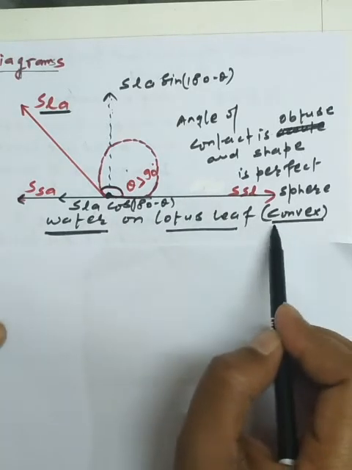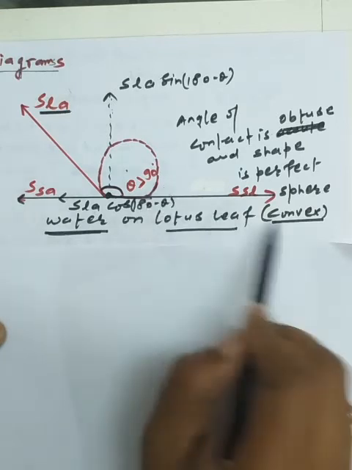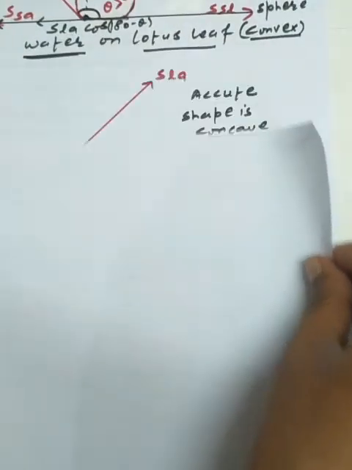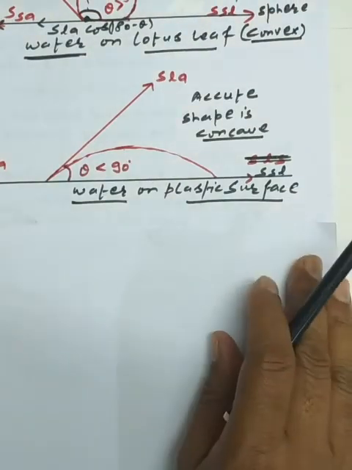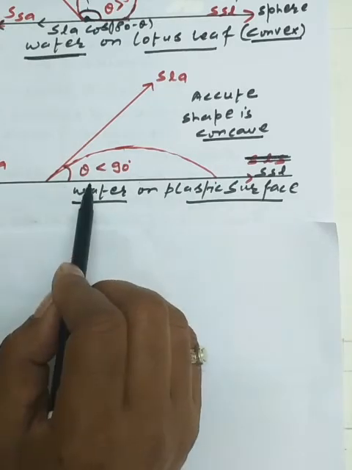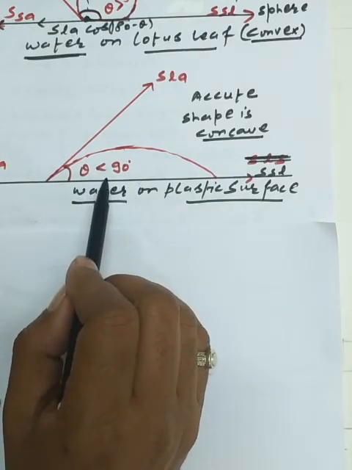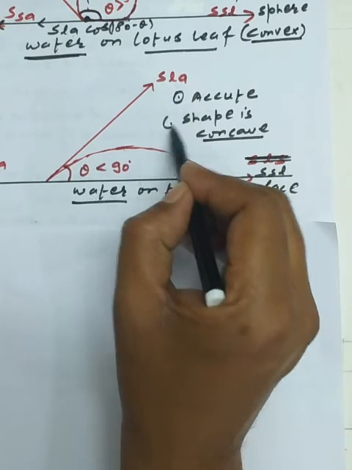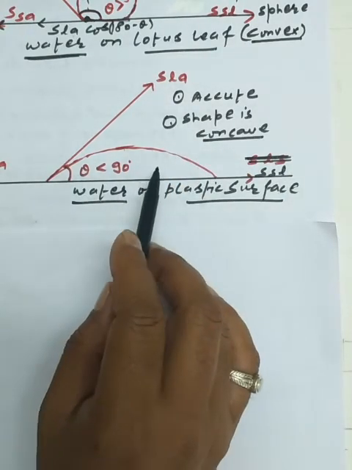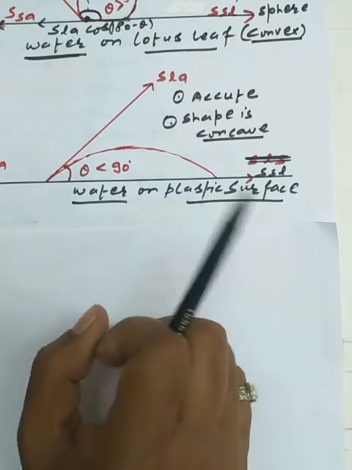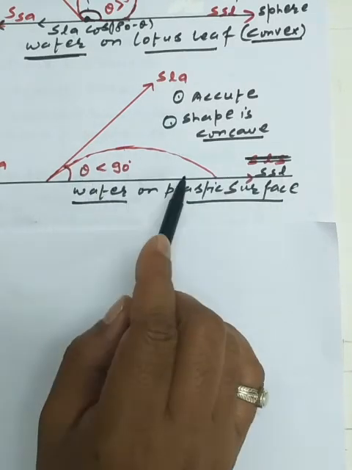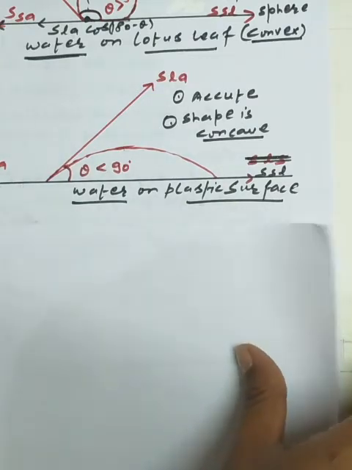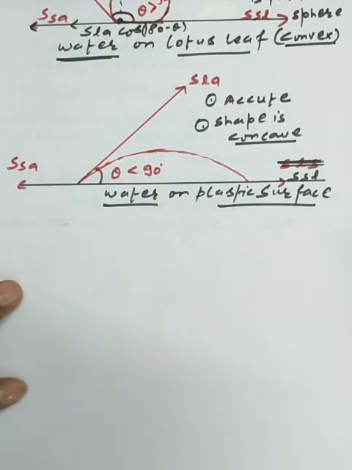Okay, and this shape is a curved surface, but it is part of a convex surface. Now we take another example, a drop of water on a plastic surface. Here we get the angle of contact as an acute angle, and the shape is a concave meniscus. Definitely here we can say the plastic surface is wetted by the water molecules. Here we have also mentioned the sum of the surface tension forces between the different interface surfaces. Later on we will discuss it.